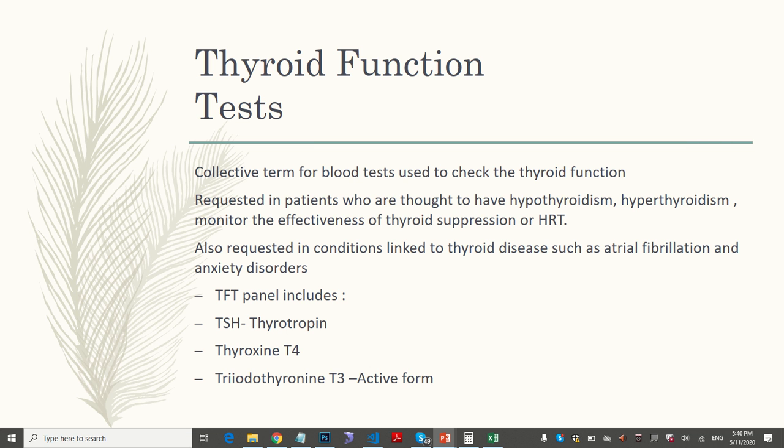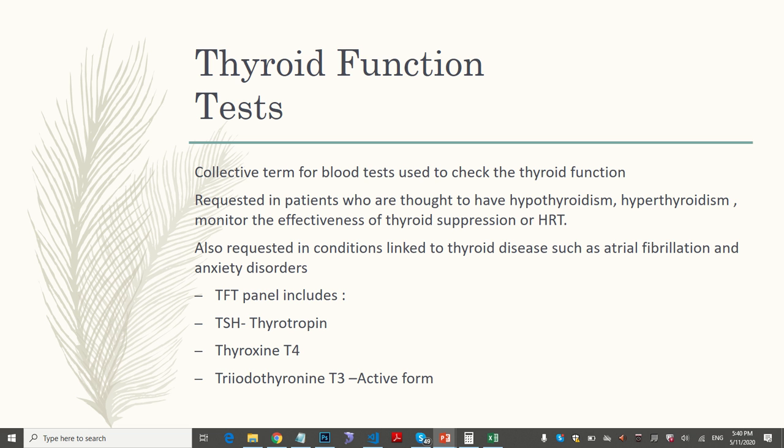Now let's move to the thyroid function tests. There are several other lab investigations that we perform, but these are the mainstay. The collective term for the blood tests used to check thyroid function is thyroid function tests. They are requested in patients who are thought to have hypothyroidism or hyperthyroidism, and to monitor the effectiveness of thyroid suppression or hormone replacement therapy. They're also requested in conditions linked to thyroid disease such as atrial fibrillation and anxiety disorders.